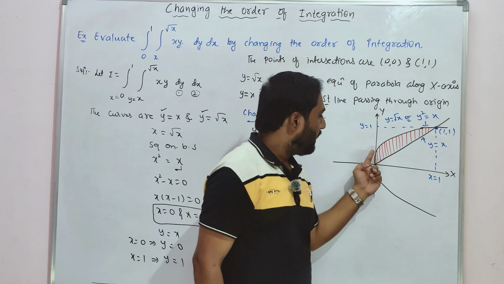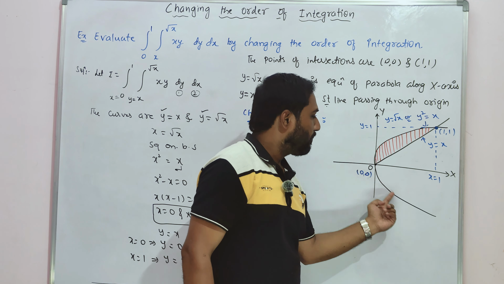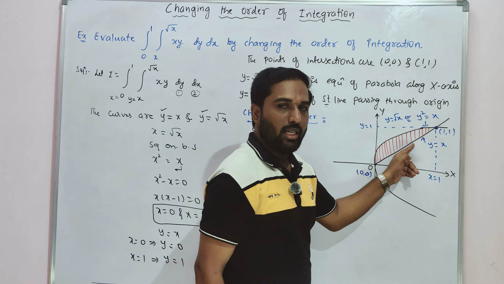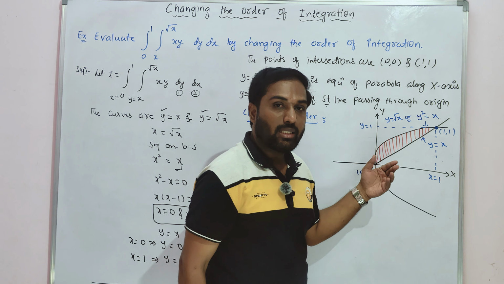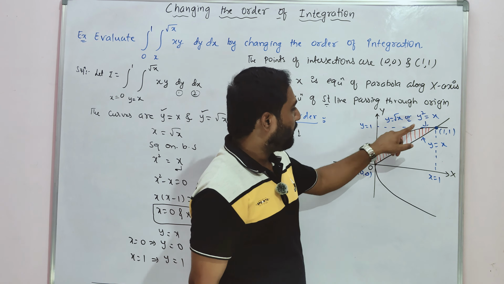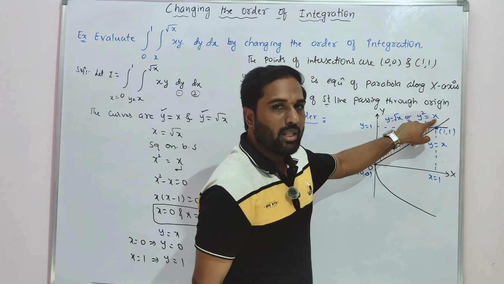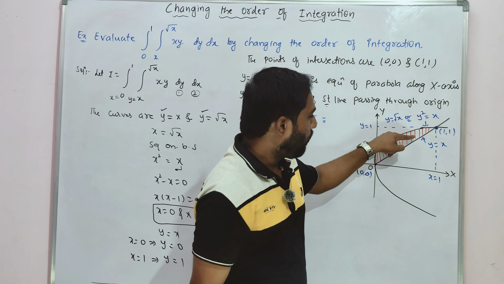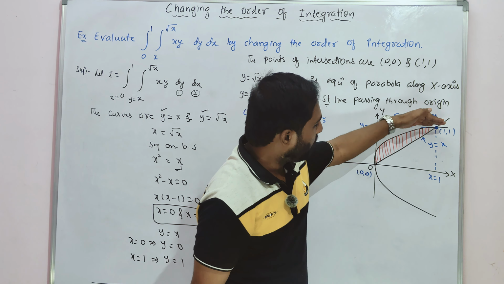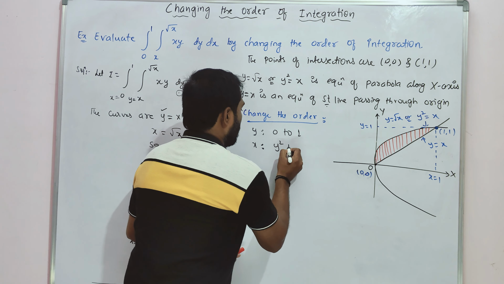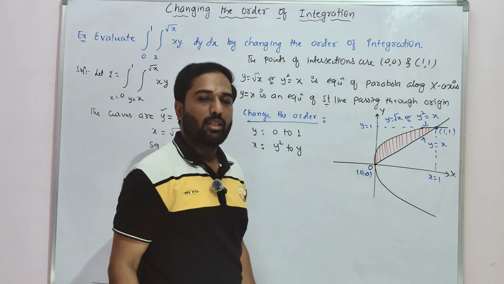So where is the left side? This curve. See, the curve is touched first when moving left to right, after this we get the straight line. So how should we take this variable limit? Take the limit of x in terms of y. Here the equation is y square equals x. You need the x limit in the sense it should be y square to y. So this is y square, this is y. So y square to y. That's it. These are the new limits.